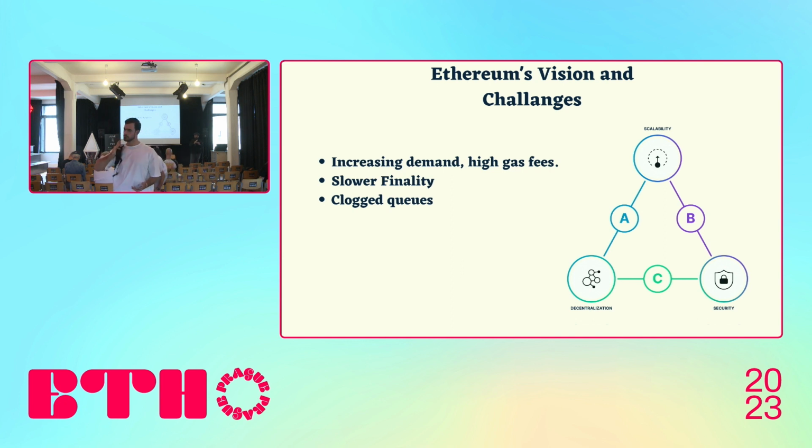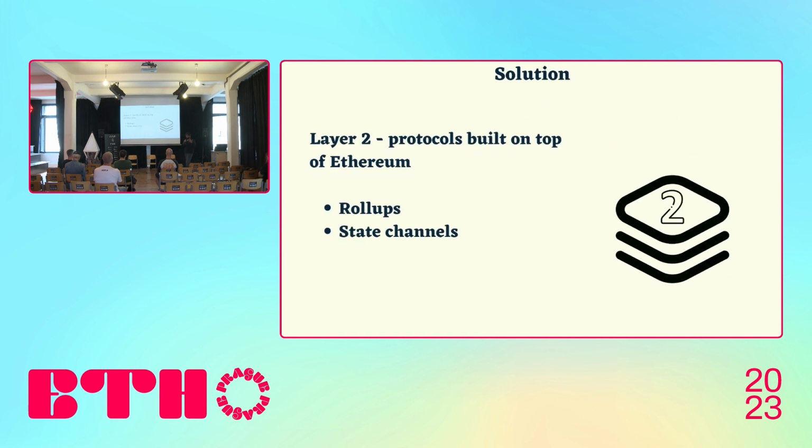Layer 2 scaling is basically scaling Ethereum off chain, not by scaling the actual Ethereum chain, but by settling transactions off the chain. There are two types of layer 2 solutions: rollups and state channels. What rollups do is settle the transactions off the main chain, usually on a different chain, and then roll up the transaction information in a batch on the main Ethereum chain, usually using a smart contract.